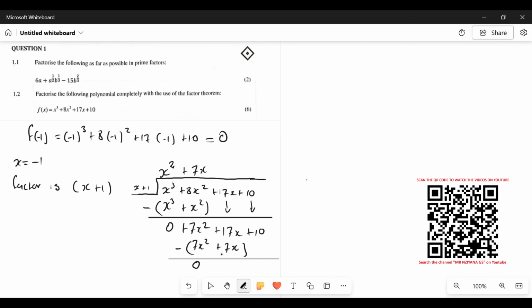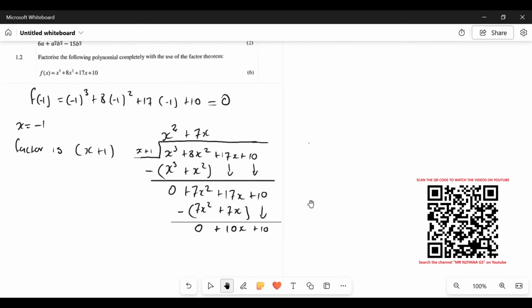And then here, remember this 7x here is going to be multiplied by that negative there. So it's going to be negative 7x plus 17x. So this one here is going to be plus 10x. Then what do we do there? We drop this 10 there, plus 10. Right, let me create a little bit of space here before we run out of space.